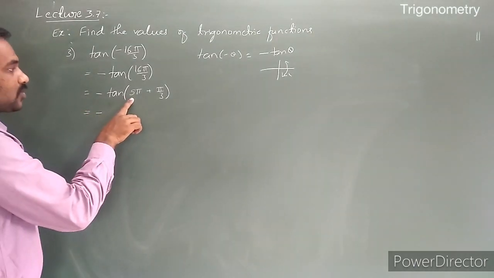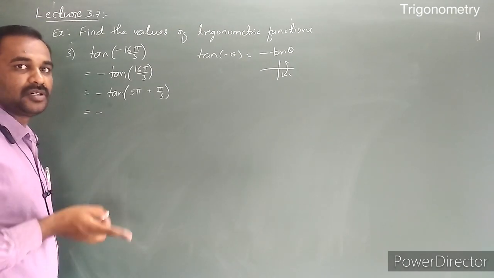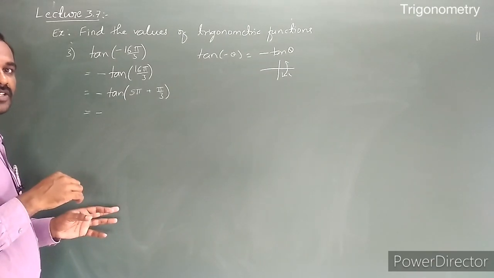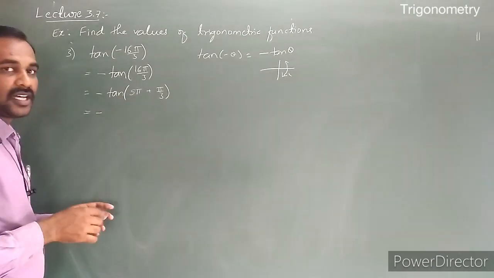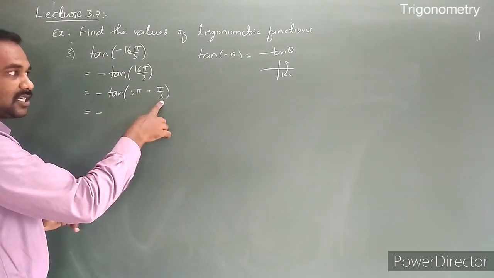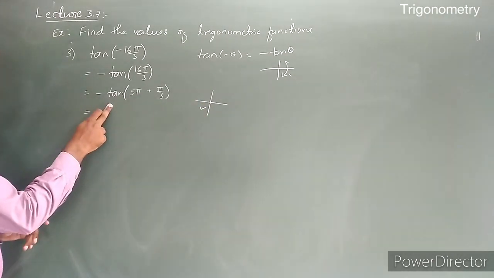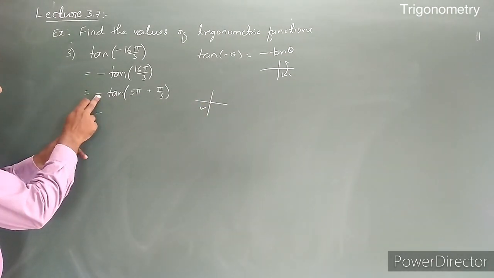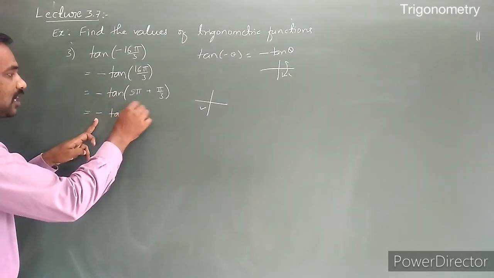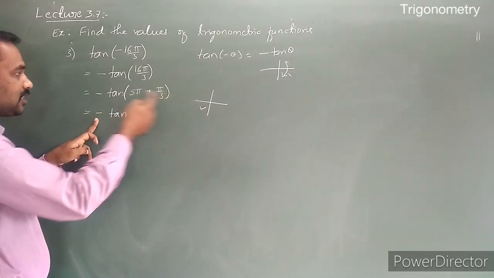Now tan of pi plus pi by 3. Pi is an odd multiple of pi, so it is 180 plus or minus theta, not 360. 180 plus theta is in which quadrant? Third quadrant. In the third quadrant, is tan positive or negative? Tan is positive. Tan remains tan, so it is tan of pi by 3, and in the third quadrant tan is positive.